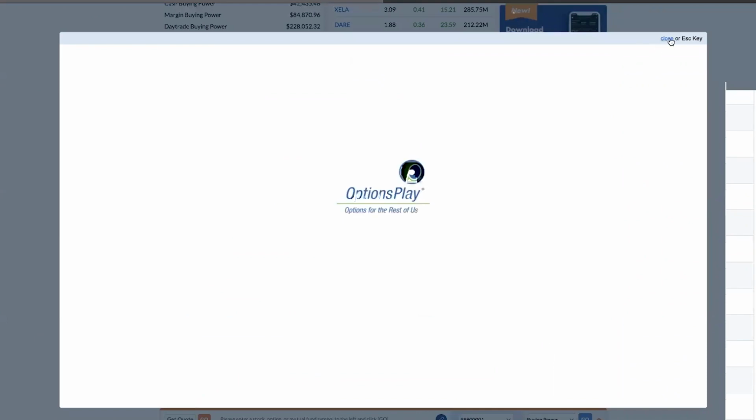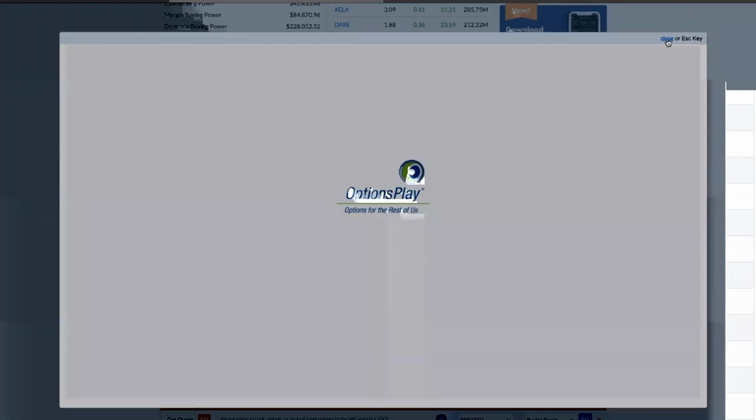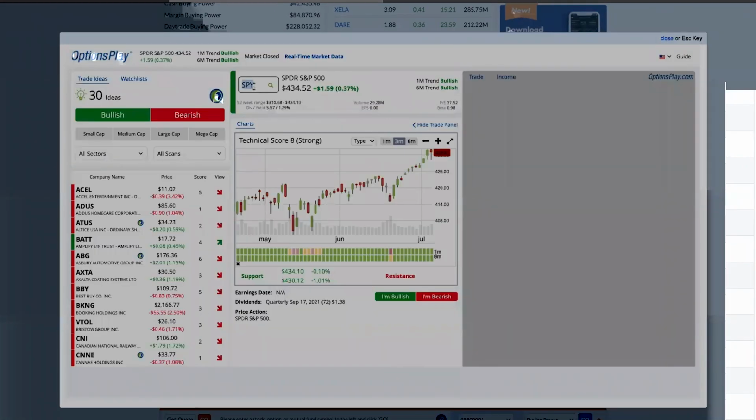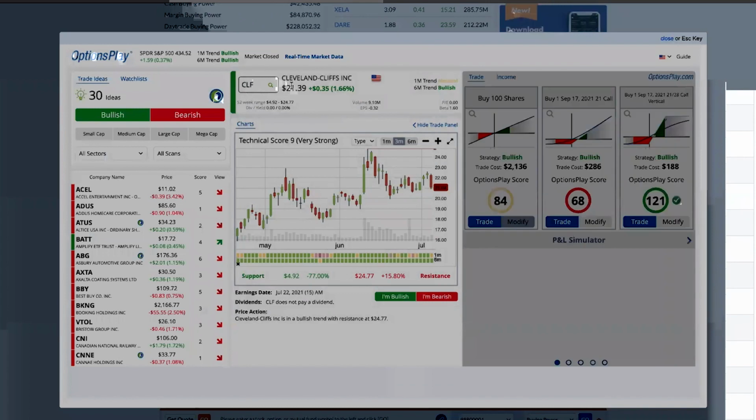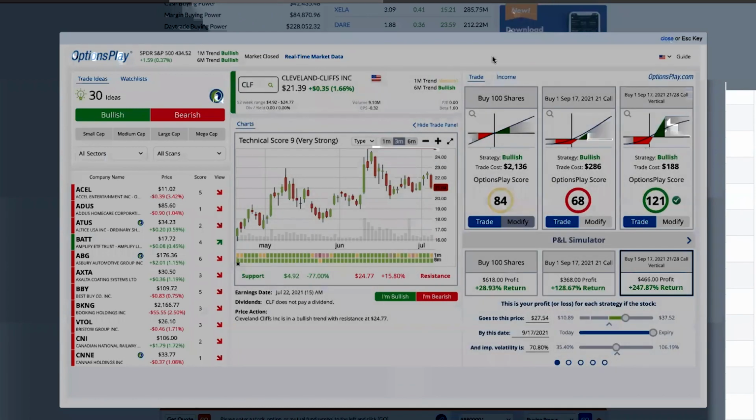You can also launch it from the options chain, or from the options research tab. There are a few different ways that you can access it, but once you click on that link, it will bring up Options Play, and you can type in the symbol that you're looking for. In this particular case, let's say we're looking at Cleveland Cliffs. Cleveland Cliffs is currently trading at $21.39. And today we're going to focus on the income tab.